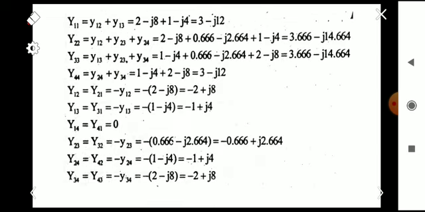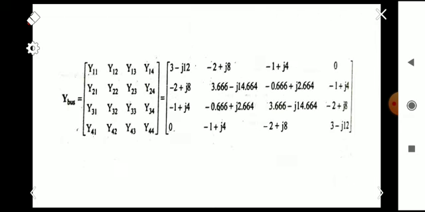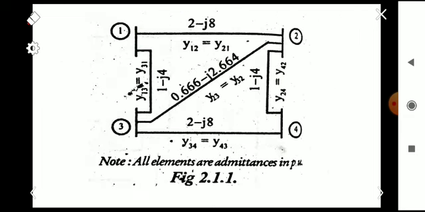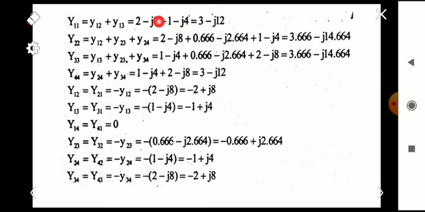From the single line diagram we have to construct the Y bus matrix. Y bus matrix means the admittance matrix: Y11, Y12, Y13, Y14. It is a 4 bus system, so 4 rows and 4 columns will be there for a Y bus matrix. So we have to find each and every element of the Y bus matrix. First Y11: we know that Y11 means the sum of the admittances connected to the first bus. Here the admittances are 2 minus j8 and 1 minus j4, so we have to add them together, 2 minus j8 plus 1 minus j4.